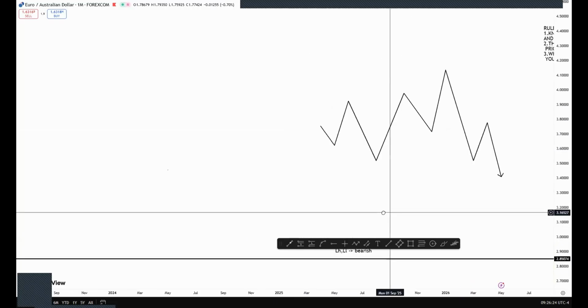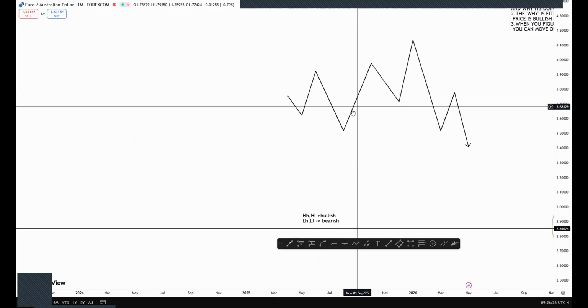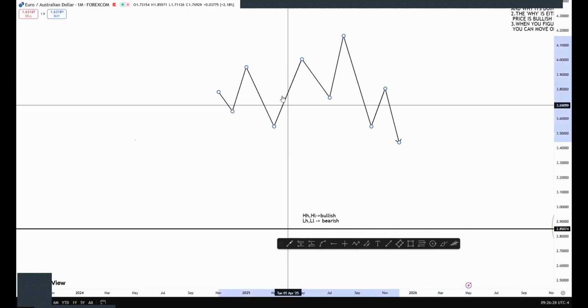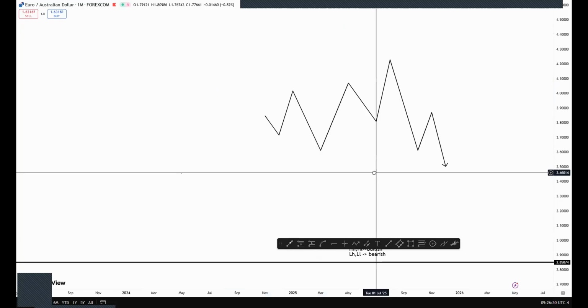So if you look at this analysis right here, what do you think is the direction of the market? Is it bullish? Is it bearish? Is it consolidating? Is it just nowhere?